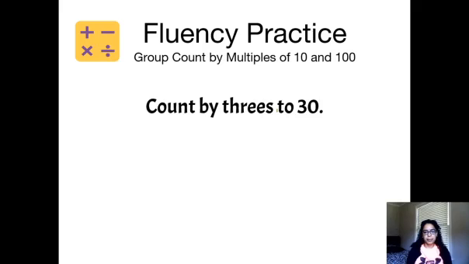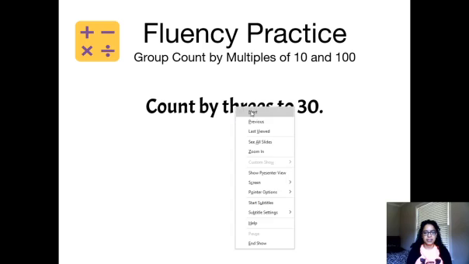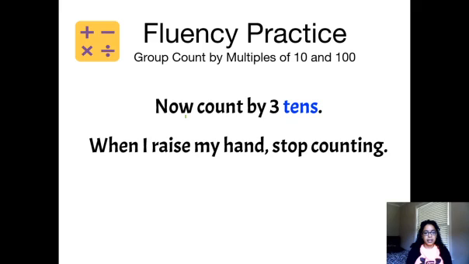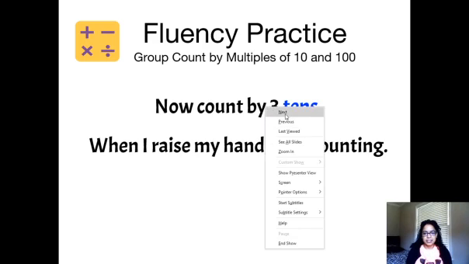Now we're going to count by threes to 30. Here we go. 3, 6, 9, 12, 15, 18, 21, 24, 27, 30. Now count by 3 tens. When I raise my hand, stop counting. The only difference with this one is we're just going to add the tens in there. It's going to go a little bit slower because we don't really say 3 tens, 6 tens when we're talking, unless we're in a math class. Here we go. 3 tens, 6 tens, 9 tens, 12 tens, 15 tens, 18 tens, 21 tens, 24 tens, and stop. Let's move on.